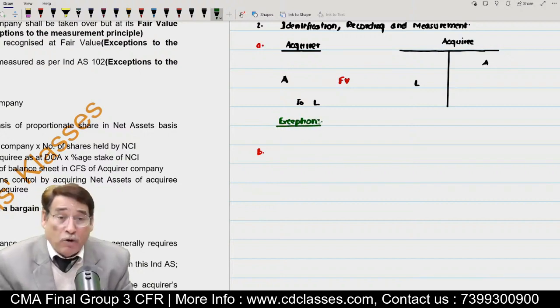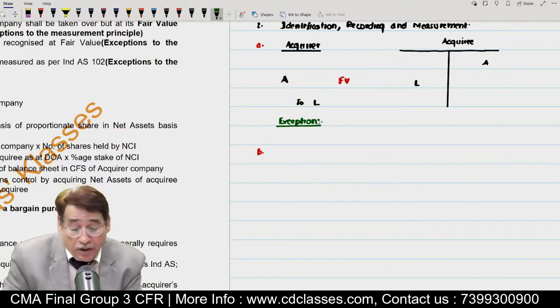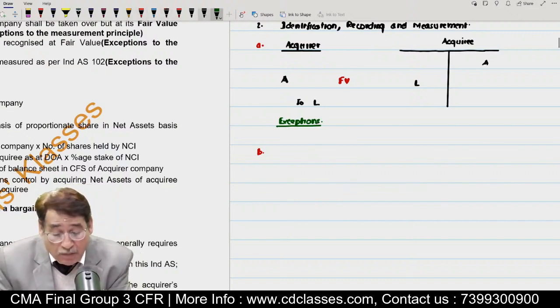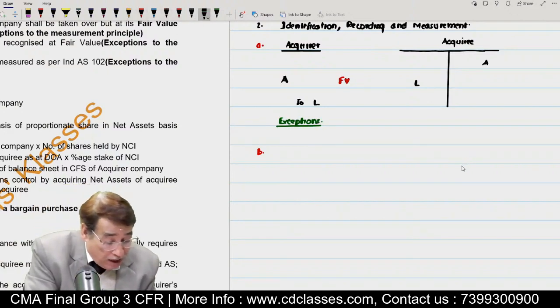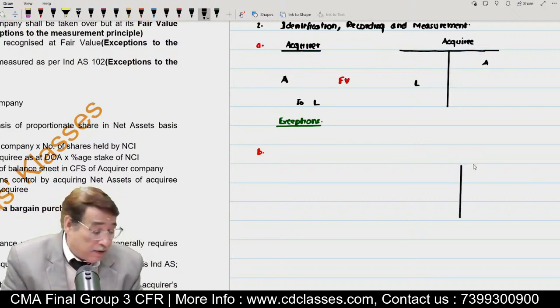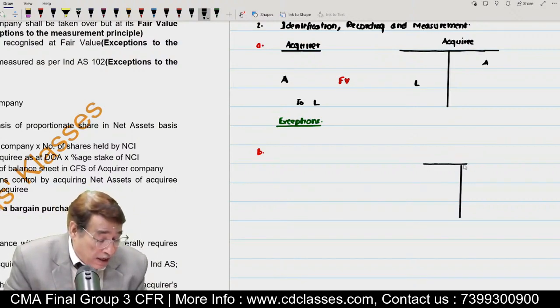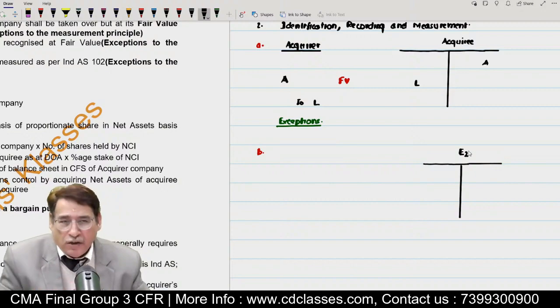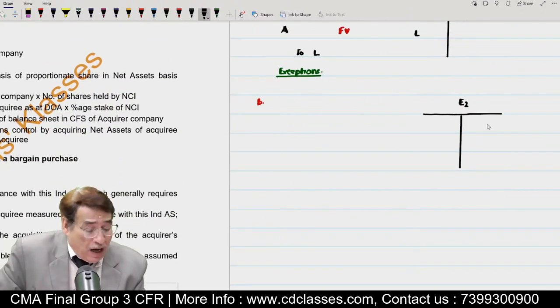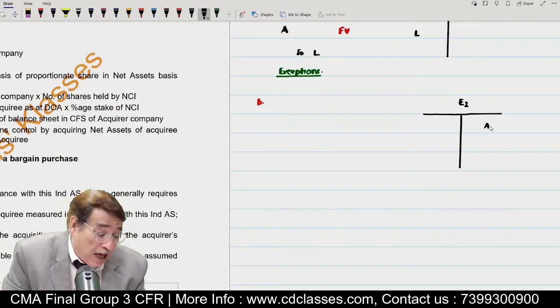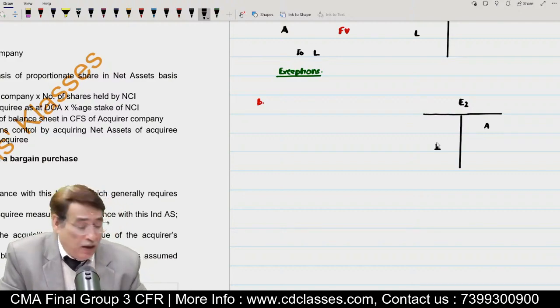Now we shall talk about some exceptions. Pay attention here. Let us say this is the balance sheet of the acquiring entity, E2. E1 is taking control over it, so E2 is the acquiring entity, correct? I have already told you the acquiring company will have some assets and some liabilities, without any doubt.